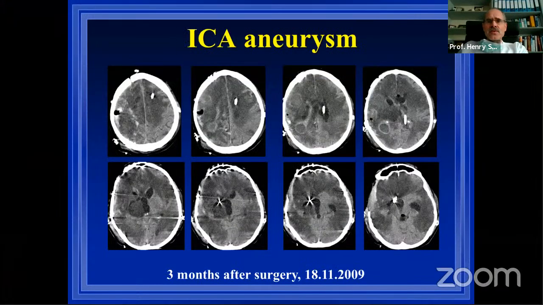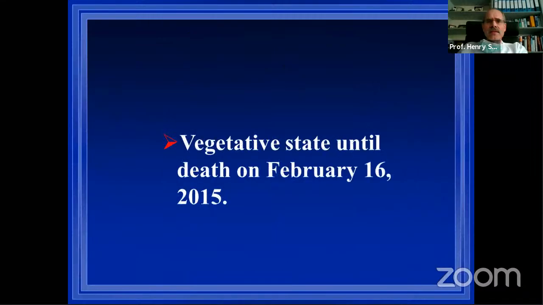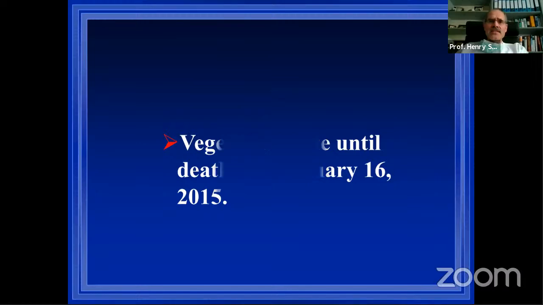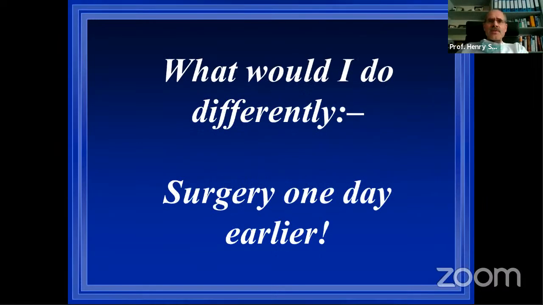3 months after surgery, you see almost the whole brain is gone everywhere. So it was a disaster, and he remained in vegetative state. And then 6 years later, he died. But it was a disaster case. So what would I do differently? Just 1 day earlier the surgery, and we could prevent this disaster.